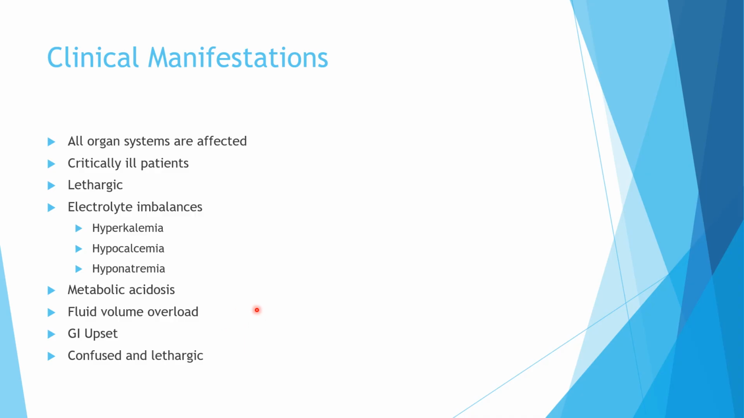Fluid volume overload, so crackles, maybe a murmur, peripheral edema. GI upset, nausea, vomiting, diarrhea related to this acidosis and this hyperkalemia, which is just going to get worse with nausea, vomiting, diarrhea. And then again, confusion, lethargy, right? They're going to be a little encephalopathic because we're retaining all of those waste materials.